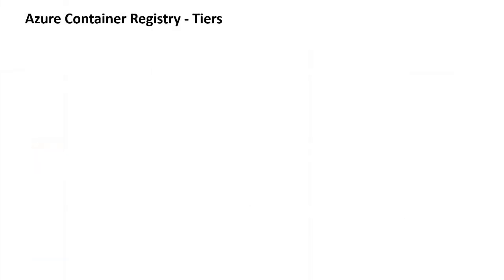So it's important to talk about the tiers of Azure Container Registry because it has to do with security. There are three tiers of Azure Container Registry. However, if you're really serious with security, there's only one tier for you. And you'll see the reason for that in a minute.